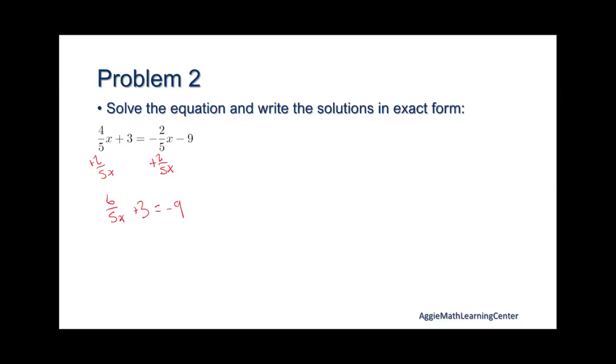Okay. How do we want to go about this now? I would remove 3, so -3. Yep, -3 from both sides, right? Get x's all on one side, everything without an x on the other side. -9 minus 3 is -12.